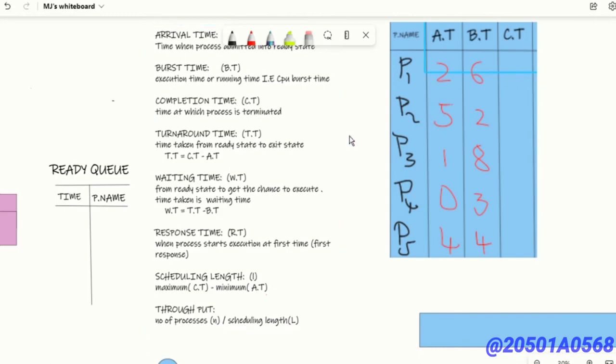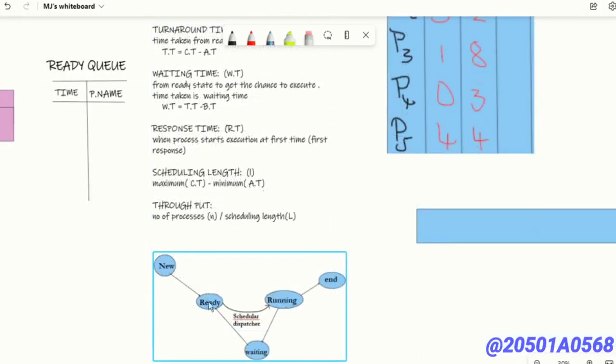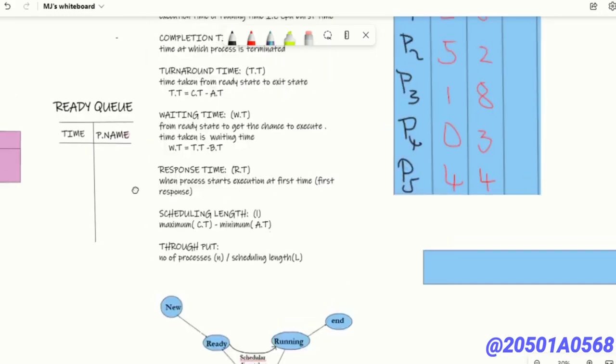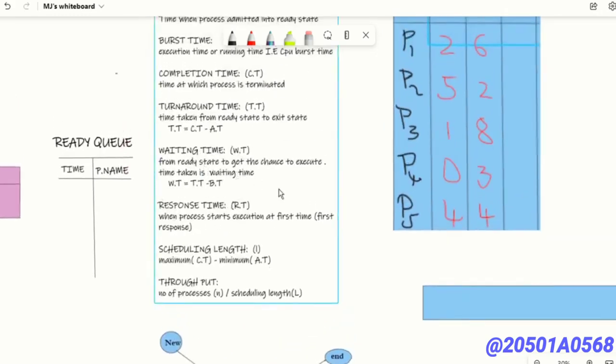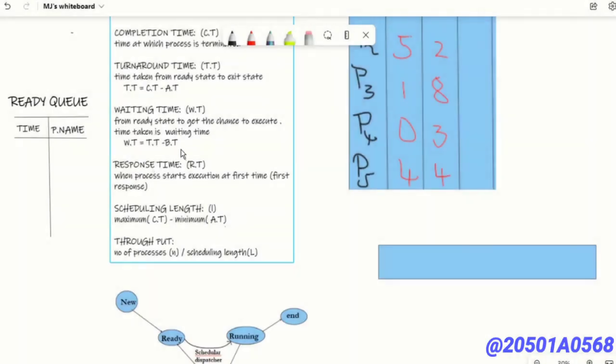Completion time is CT and burst time is BT. Completion time minus arrival time is called turnaround time. Next, waiting time: turnaround time minus burst time.